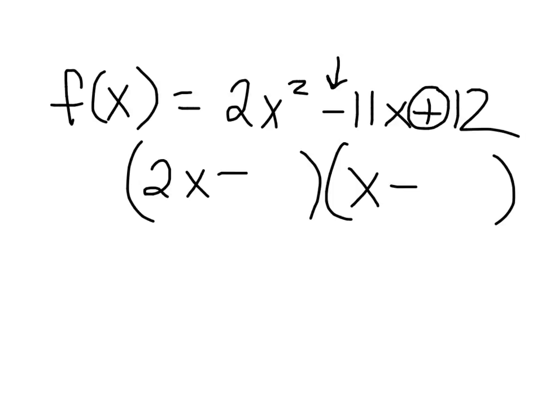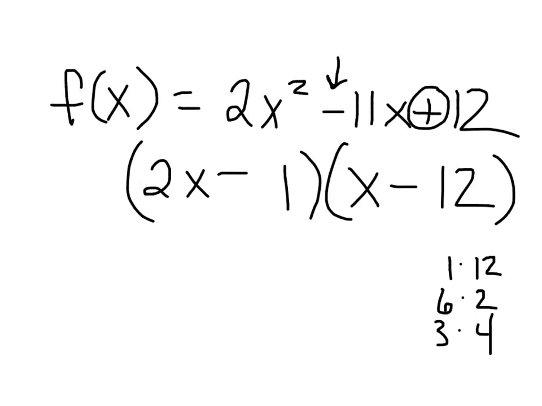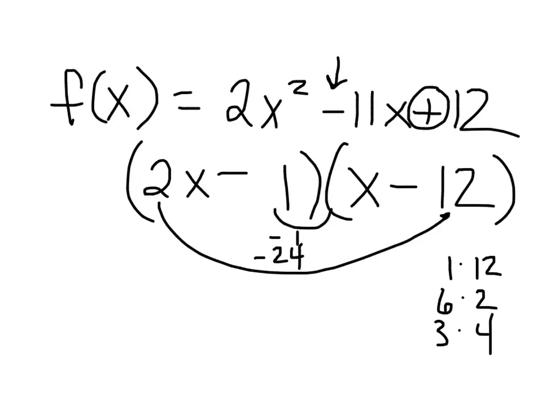1 and 12. 6 and 2. What else? 3 and 4. The order does matter. Which group do you want to try? 1 and 12. 2 times negative 12 is negative 24. Negative 1 makes negative 25. That does not make the middle. Womp, womp, womp. Try again.